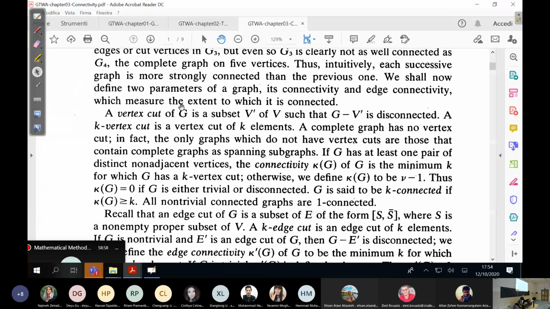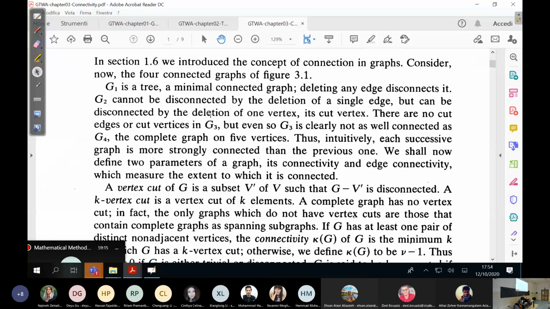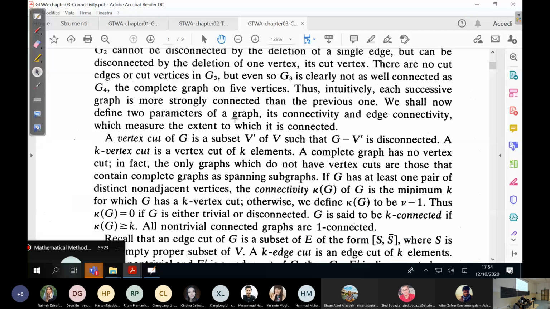A vertex cut of a graph G is a subset V prime of V, such that if you take, they should say of a connected graph G. It's not well written in this part. They should say, I don't see that they have said that anywhere, let's take a connected graph G. And then a vertex cut is a subset such that if you take away these vertices, then what you get is disconnected. A K vertex cut is a vertex cut with K vertices.